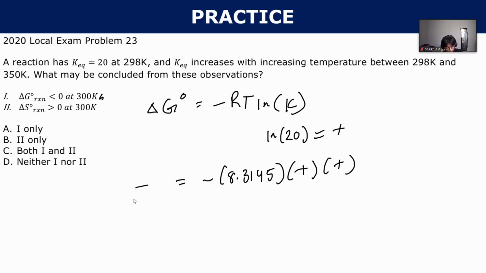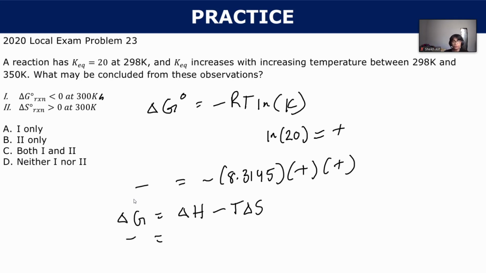For the second bit, we can use a different equation. The change in free energy is equal to the change in enthalpy minus temperature times the change in entropy. And the reason we can do that is because we have already concluded that the change in free energy is going to be negative. So we know that it's going to be negative.